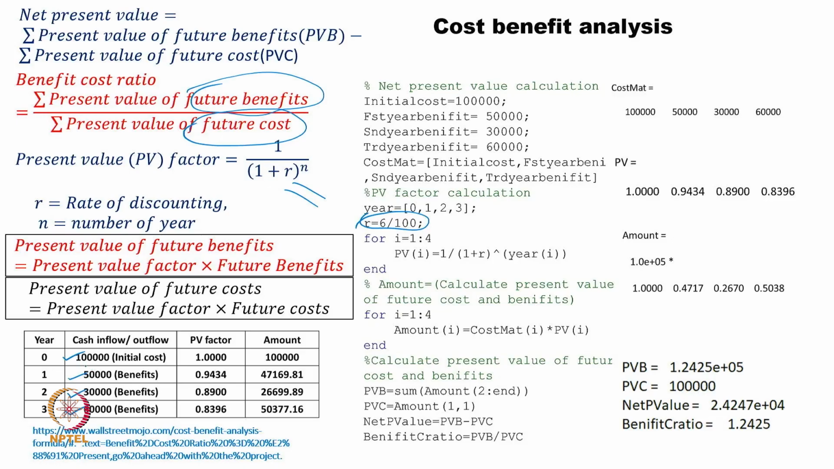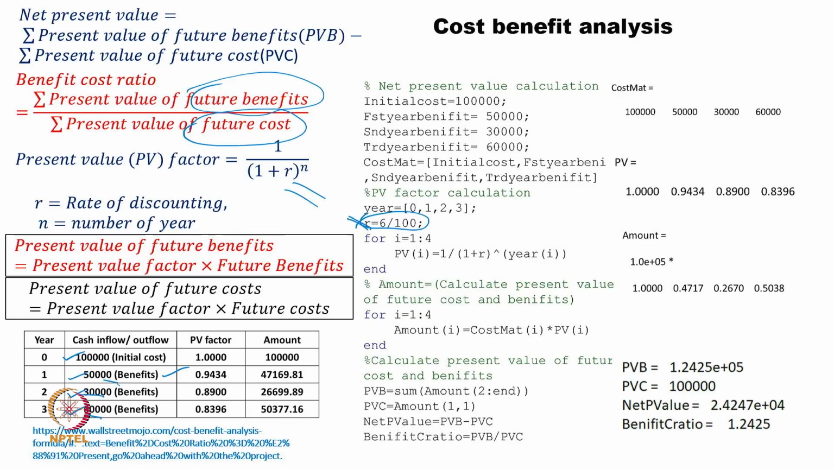So benefits we are dividing into per year benefits. The initial cost is, say, 100,000, and the benefit comes as 50,000 in the first year, then 30,000 in the second year, and 60,000 in the third year. We are trying to calculate, based on 3 years, whether we are really going to get a benefit in this form or not. So this is what has been done.